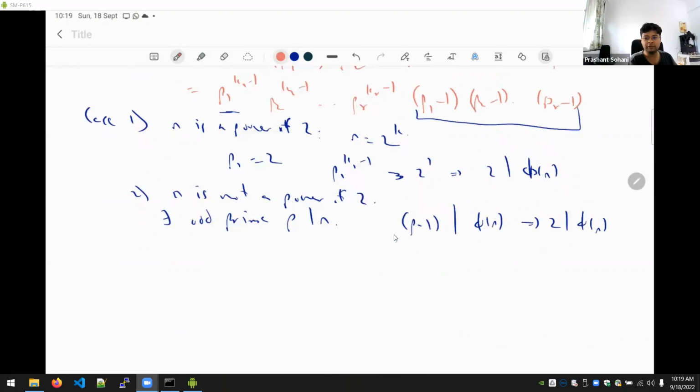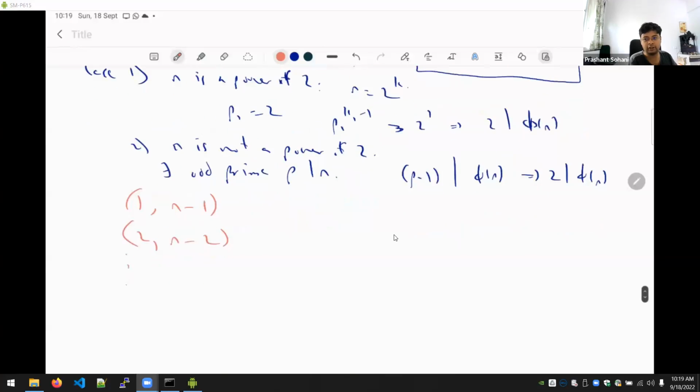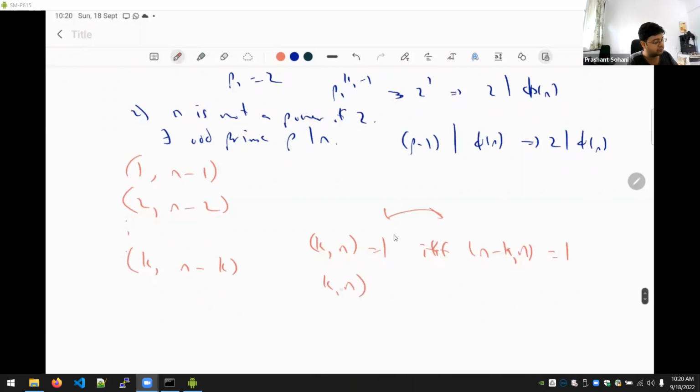So, what if you consider numbers in pairs? Like, consider the pair 1 and n minus 1, 2 and n minus 2, etc. So, all the pairs which add up to n. Okay, so in general, if you consider a pair k and n minus k, do you see that GCD of k and n is equal to 1 if and only if the GCD of the other number and n is also 1? The GCD will always occur in pairs. In fact, not only this, the GCDs are equal. GCD of k and n will be equal to the GCD of n minus k, comma n.